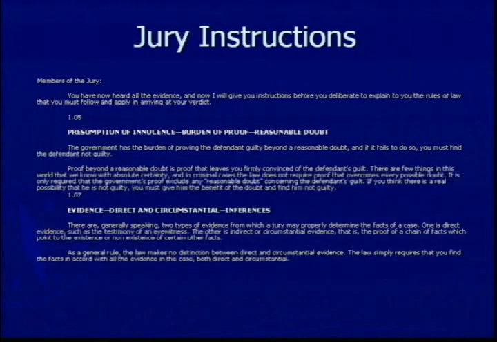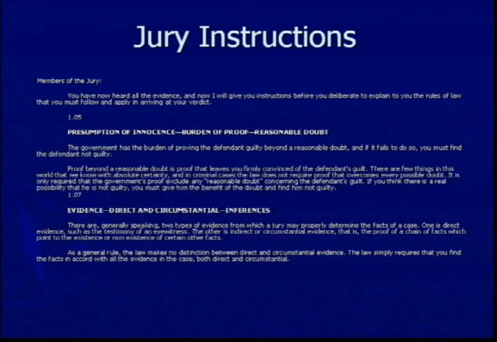There are, generally speaking, two types of evidence. There's direct evidence, such as the testimony of a witness, and there's another type known as indirect or circumstantial evidence, and that's proof that is established through a chain of facts that point to the existence of another fact. As a general rule, the law makes no distinction between direct and circumstantial evidence.